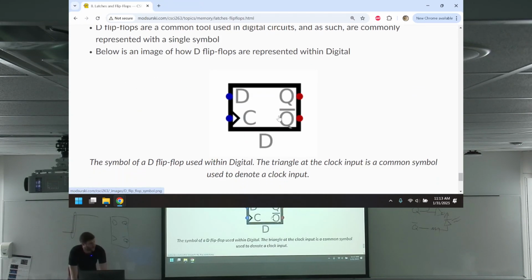Any last questions about this little D latch? This D latch is magical. It stores data for us. It is our basic unit of memory.